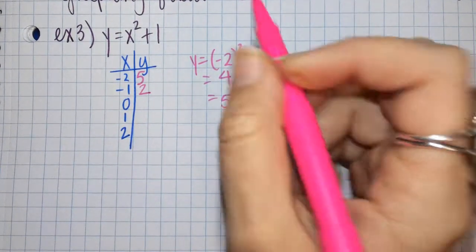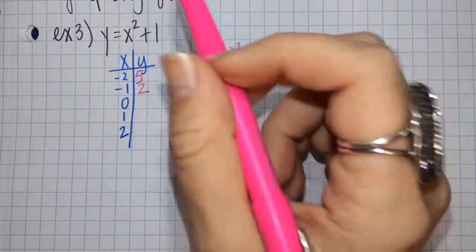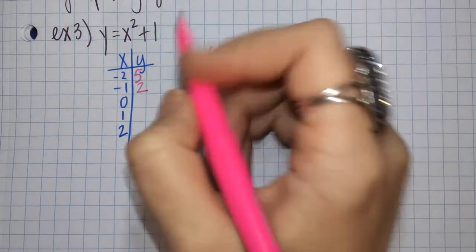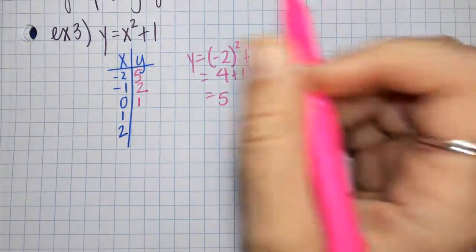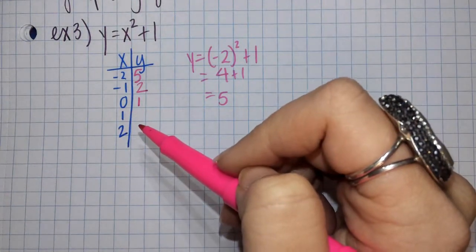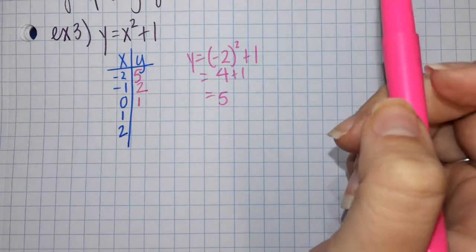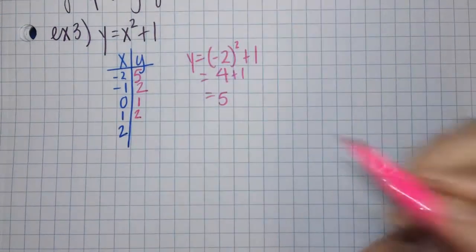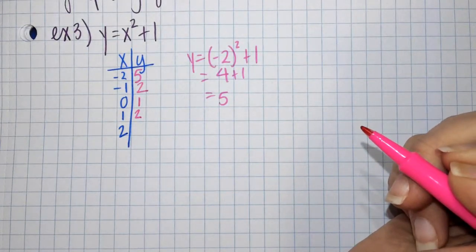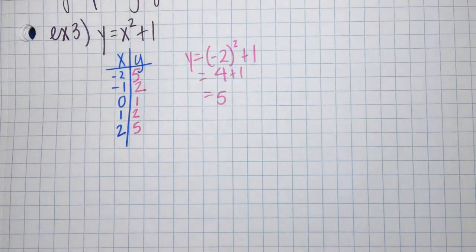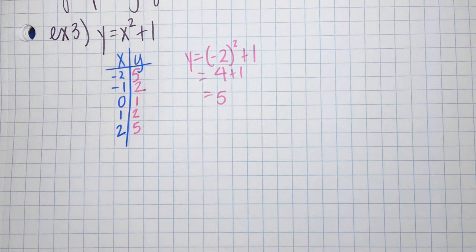Okay. 0. What is 0 squared? 0. And 0 plus 1 is? 1. 1 squared is? 1. And 1 plus 1 is? 2. Alright. 2 squared is? 4. And 4 plus 1 is? 5. Okay. Now our vertex is the one that doesn't repeat.